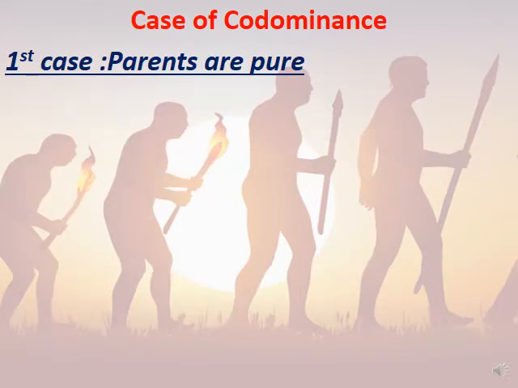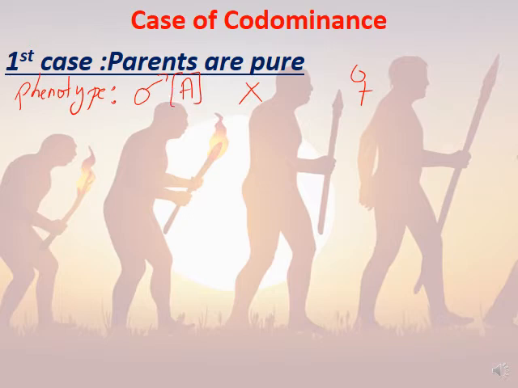So let's move now to the first case where the parents are pure. Let's start first. We have to write the phenotype of the parents. So phenotypes, we have male, mating cross, we have the female. We said that the father has blood group A. So blood group A, you can put it here between these parentheses. This means the phenotype. And here blood group B, the female.